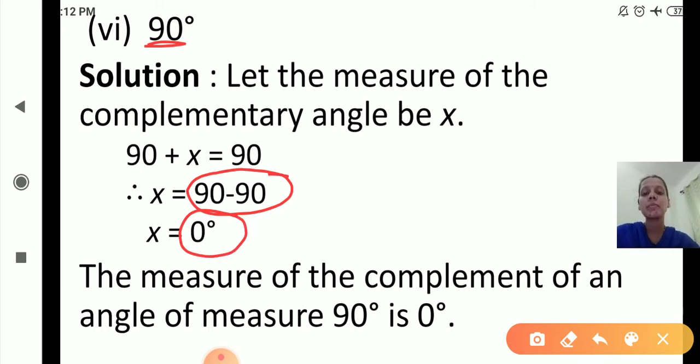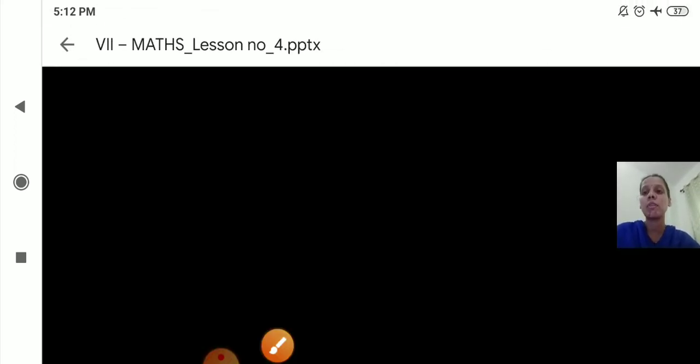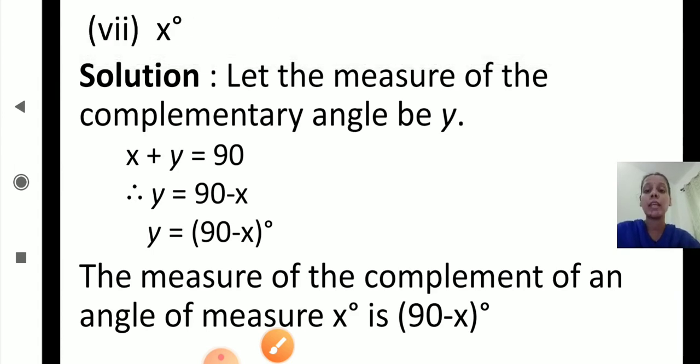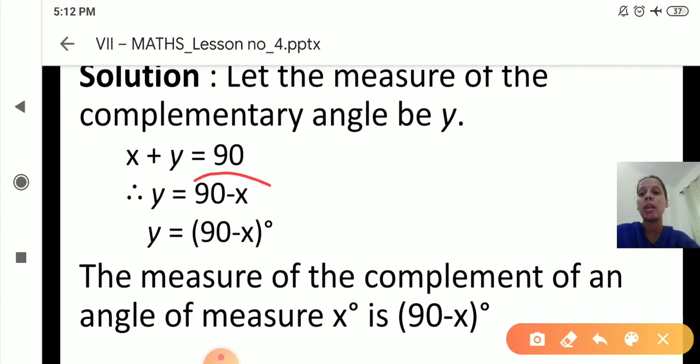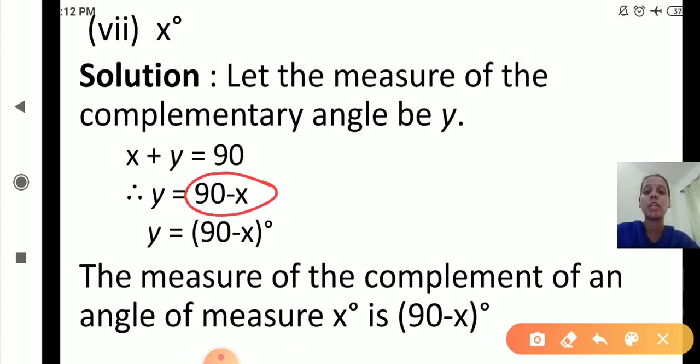And the next one is, if the measure of one angle is given, that is x degrees, then what is the measure of its complementary angle? So the answer is 90 minus x. As we know, the sum of the measures of complementary angles is 90 degrees. If one angle is x degrees, then the other angle is 90 minus x degrees.